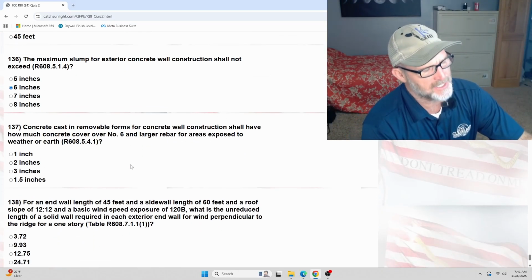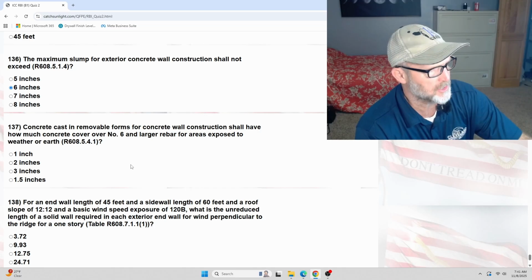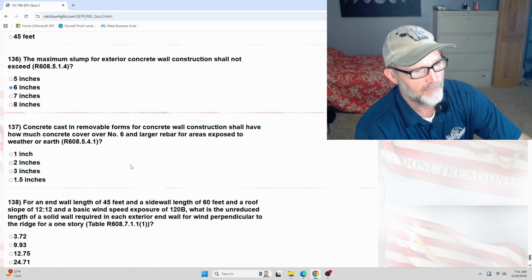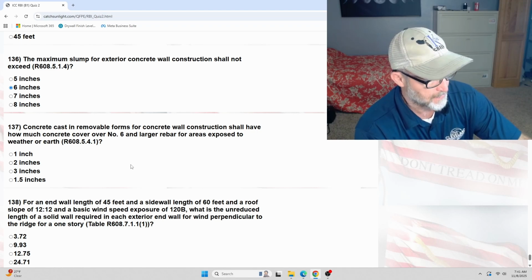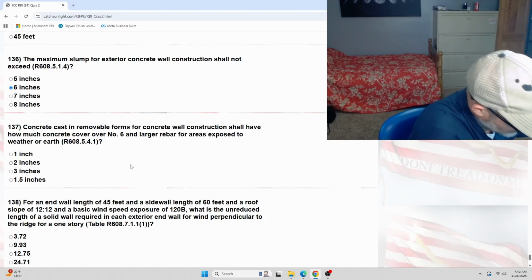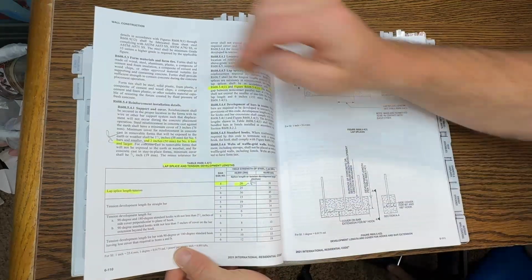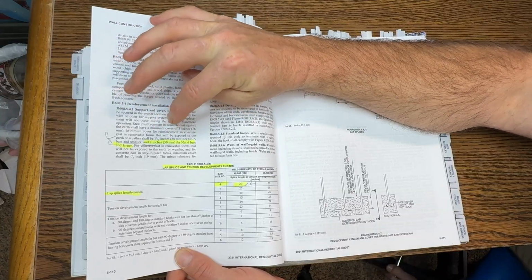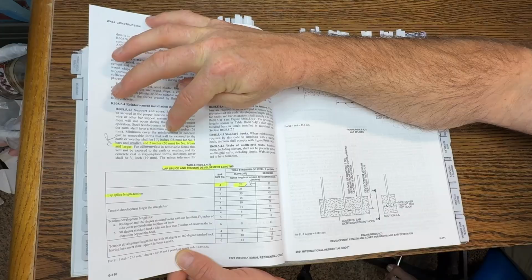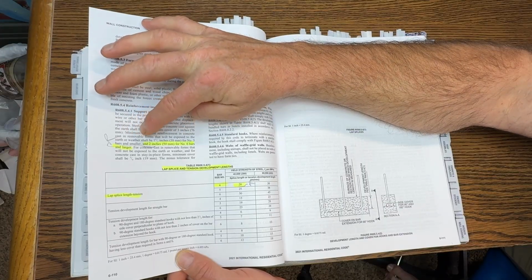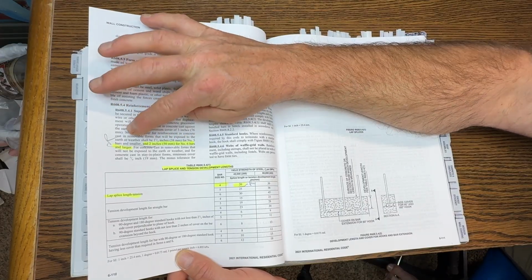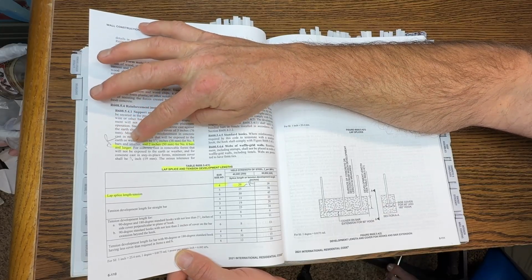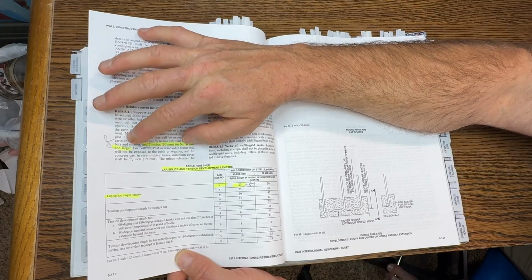All right, concrete cast in removable forms for concrete wall construction shall have how much concrete cover over number 6 and larger rebar for areas exposed to weather or earth? So let's look at 608.5.4.1. 608.5.4.1. All right, support and end cover. So this is reinforcement installation details. Let's read this. Minimum cover for reinforcement in concrete cast in removable forms that will be exposed to the earth or weather shall be 1.5 inches for number 5 bars and smaller, and 2 inches for number 6 and larger.